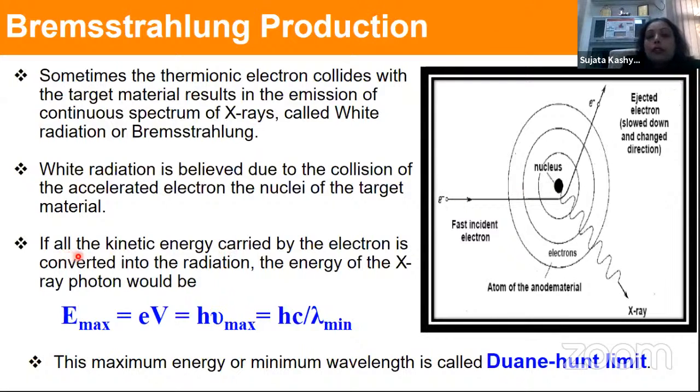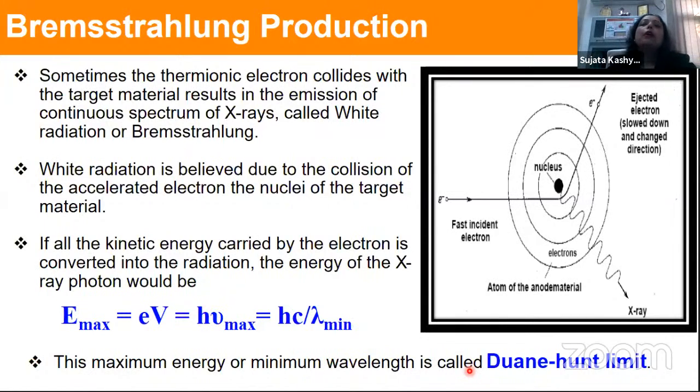When the kinetic energy held by this electron is completely converted into X-ray, like all the energy carried by this electron is totally converted into radiation, then in that case E max, the maximum energy, will be equal to h nu with the maximum frequency, or hc by lambda, that means the minimum wavelength. This maximum energy or minimum wavelength is called the Duane-Hunt limit.